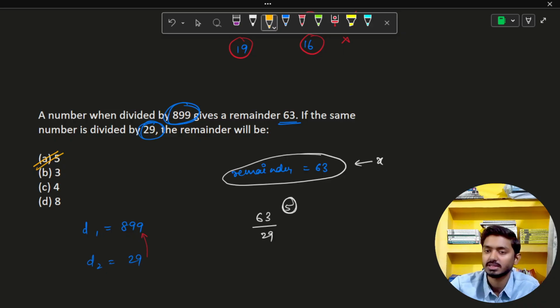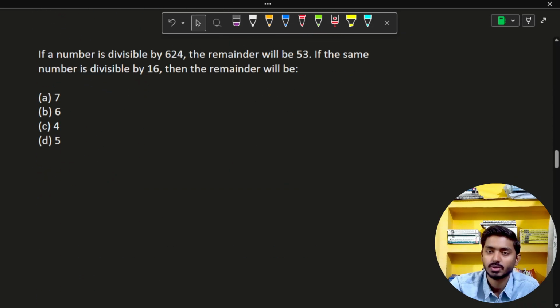I hope you are understanding. Next question, very similar one. You can solve this. Pause the video seriously and try to solve this. You will be able to do that orally. Again, same type of question.